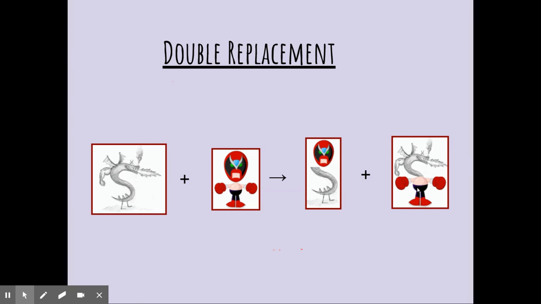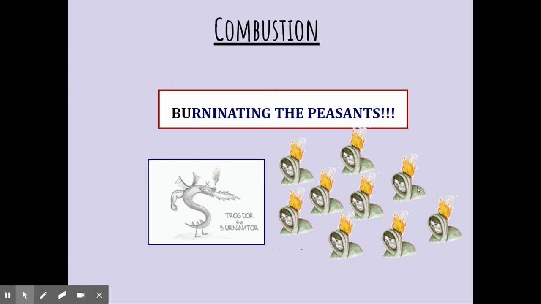Trogdor's a dragon. I said that. And what do dragons do? They breathe out fire. So he burninates the peasants. Combustion is all about burning. It's all about burning in the presence of oxygen. You can't have fire without oxygen. Okay. So you are burninating the peasants essentially. Okay. So this is what's happening with these different reactions.